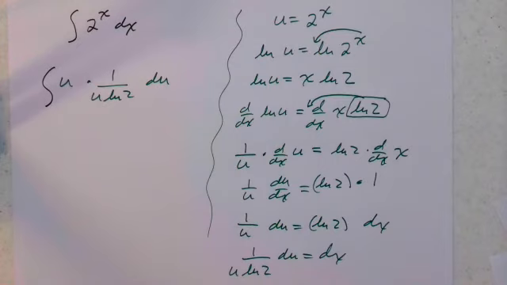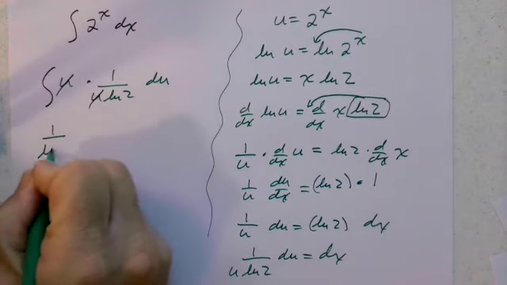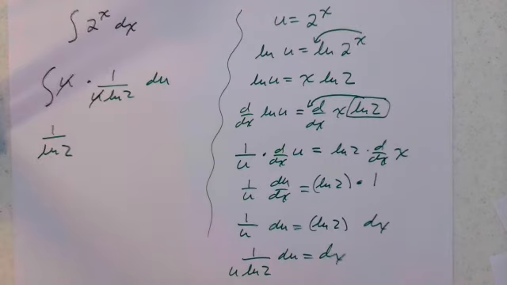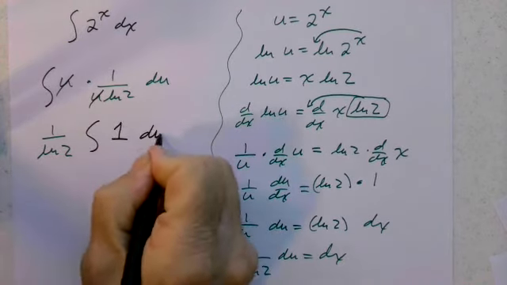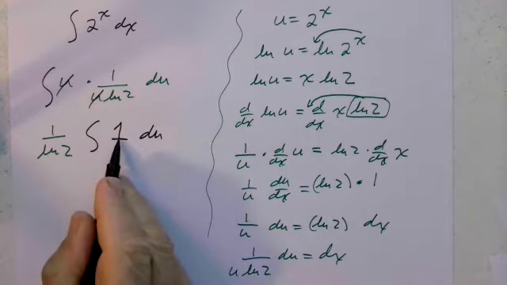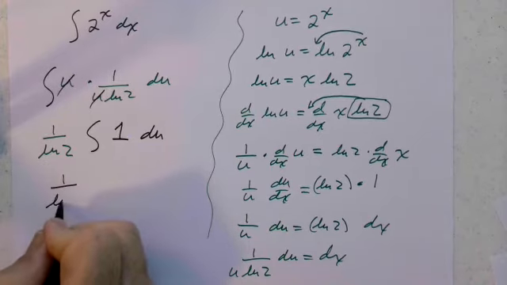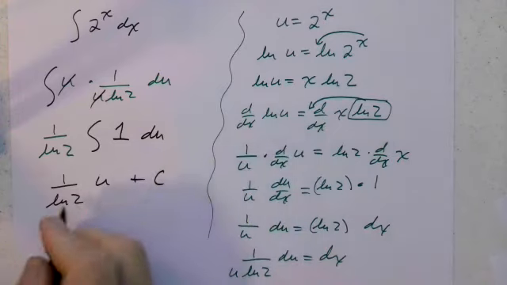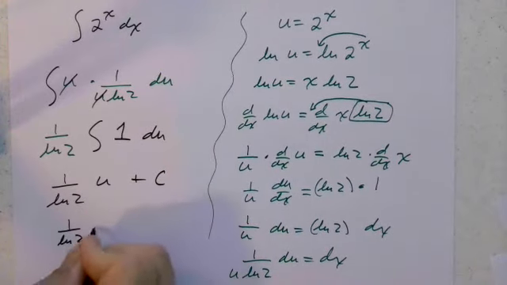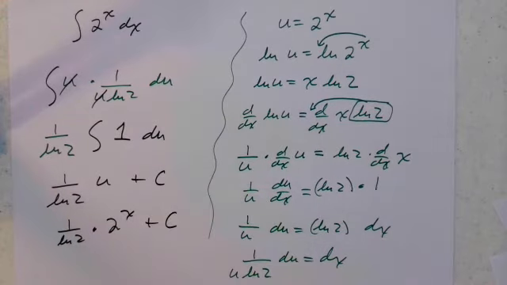So that you can see what happens. We can see the u's go away. And you get 1 over log 2, which is a constant, can come out in front. 1 over log 2 times the integral of du, which for emphasis, I'm going to say the integral of 1 du. Tell me something whose derivative is 1 if the variable is u. And the answer, of course, is just u. So 1 over natural log 2 times u plus c. What is u? u is 2 to the x. 1 over natural log 2 times 2 to the x plus c.